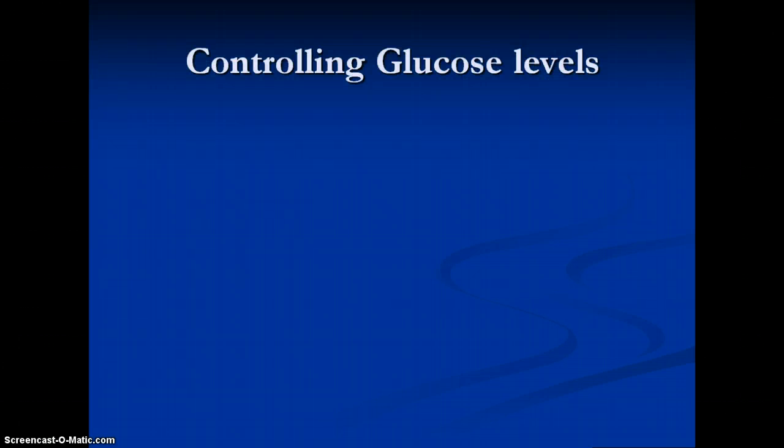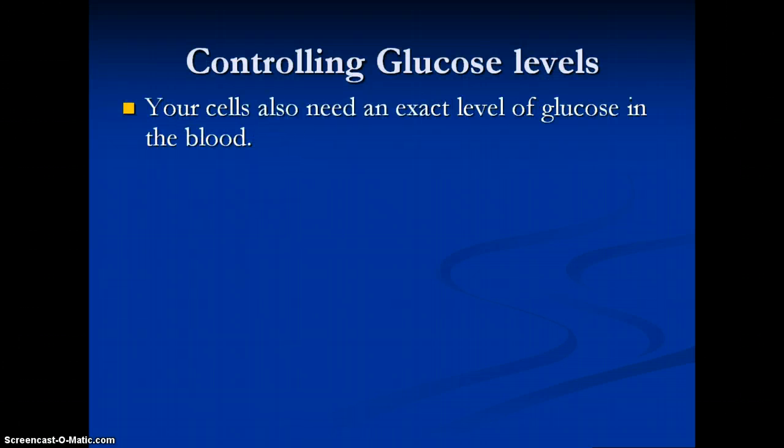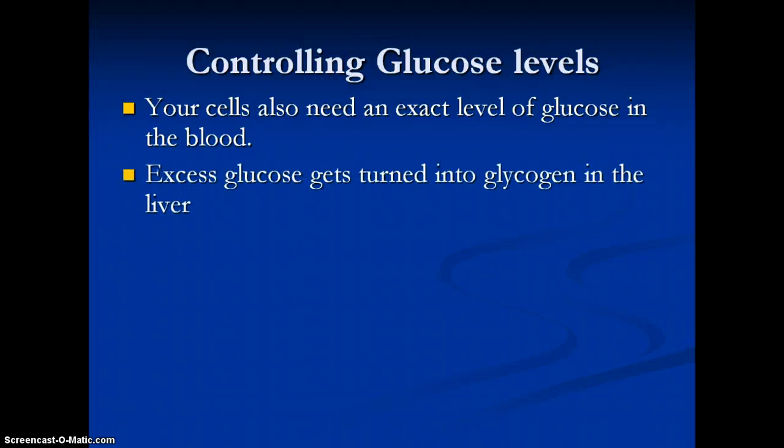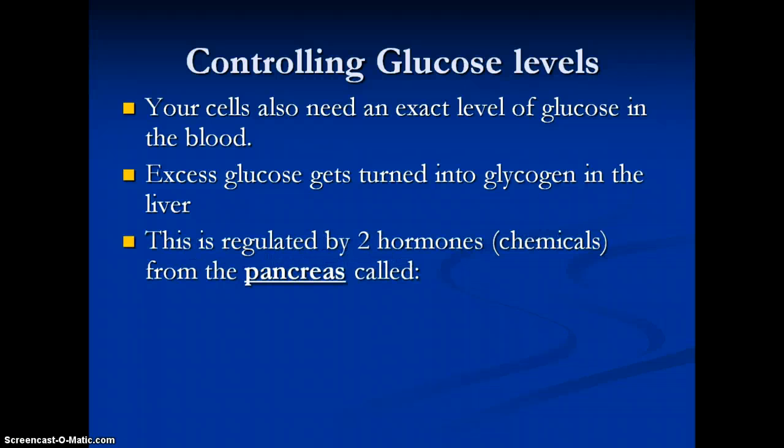Let's control some glucose levels. Your cells also need an exact level of glucose in the blood. Excess glucose gets turned into glycogen in the liver. This is regulated by two hormones. That is insulin and glucagon. They're both made in the pancreas.